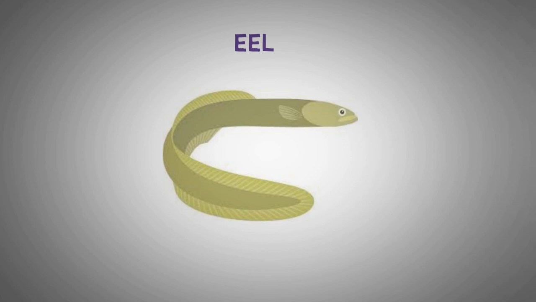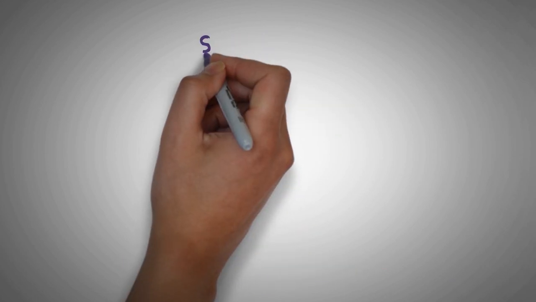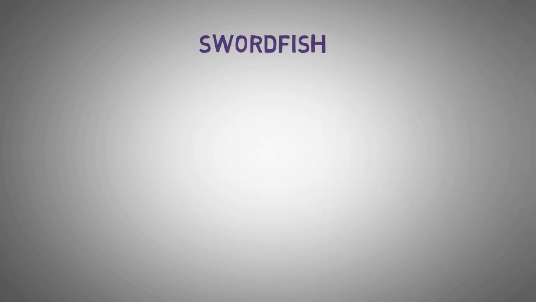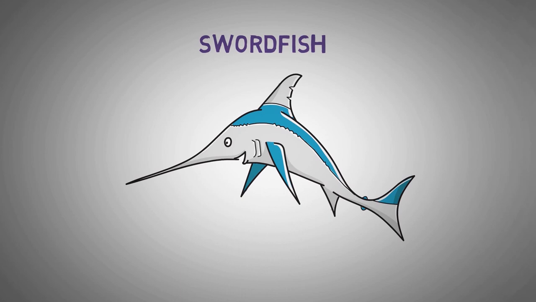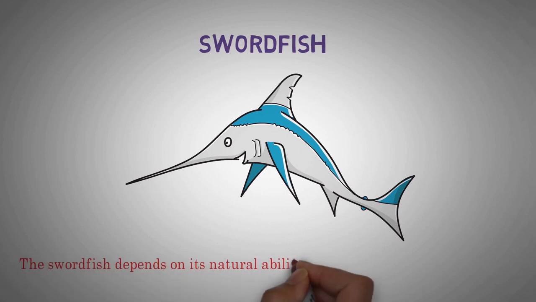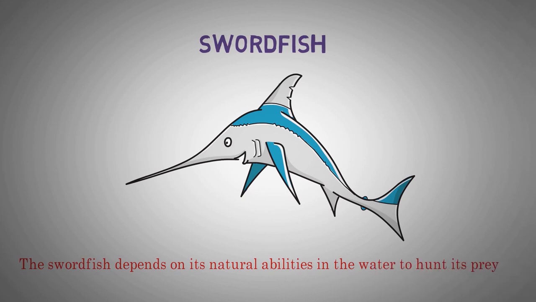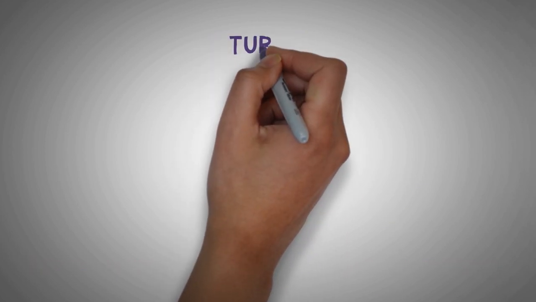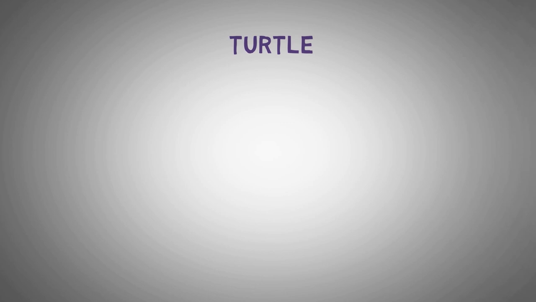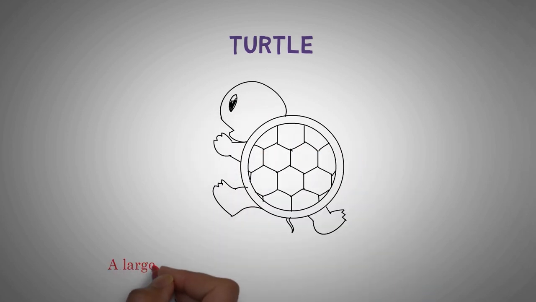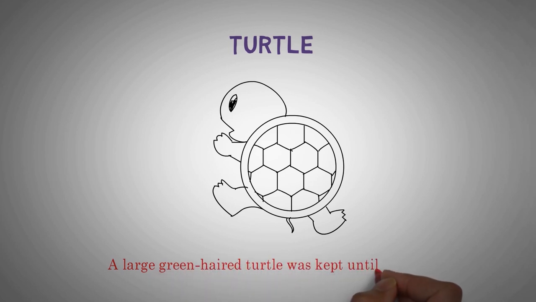Eel. There are several types of eel in the world. Swordfish. The swordfish depends on its natural abilities in the water to hunt its prey. Turtle. A large green-haired turtle was kept until the 50s.